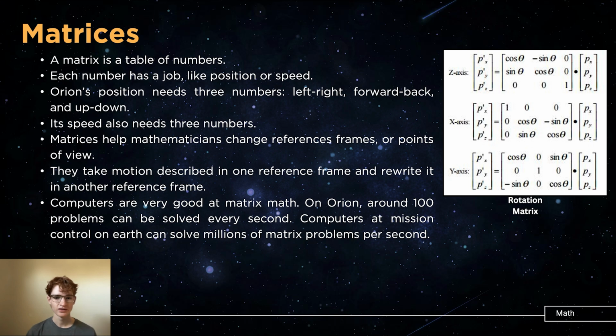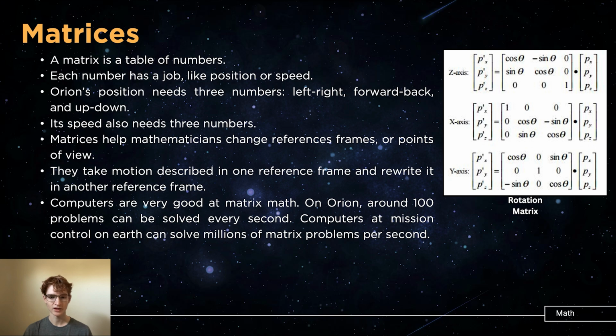First off, a matrix is a table of numbers, and each number has a specific job. Matrices are used because they allow mathematicians to easily change information between different reference frames. They take motion described from one point of view and rewrite it from another point of view. Since Orion's position needs three numbers, left-right, forward-back, and up-down, its speed also needs three numbers. Matrices help organize all that information in a way computers can understand. The reason we do that is computers are really good at solving matrix math.